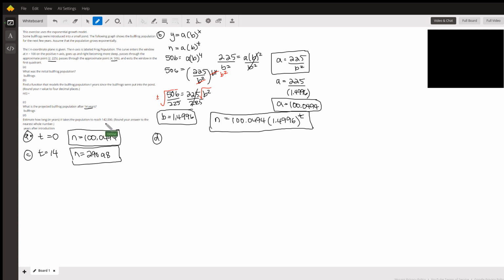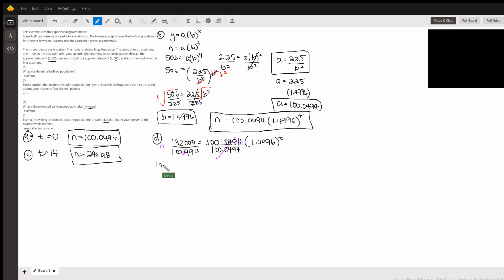And finally, D, we're solving for the number of years. So we would set n equal to 142,000. Solving for t. So divide both sides by 100.0494 to isolate the exponent. This cancels out. Then you can take the log or natural log of both sides. When I do that, the t comes out in front.